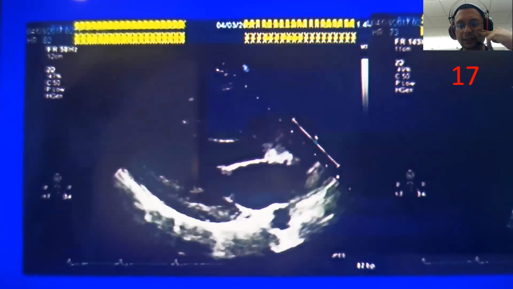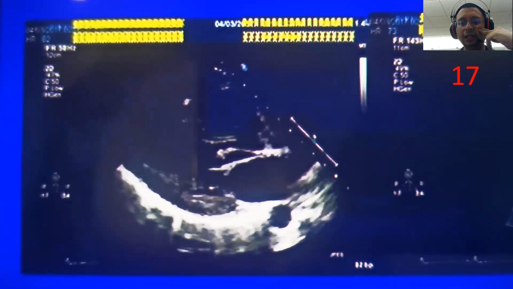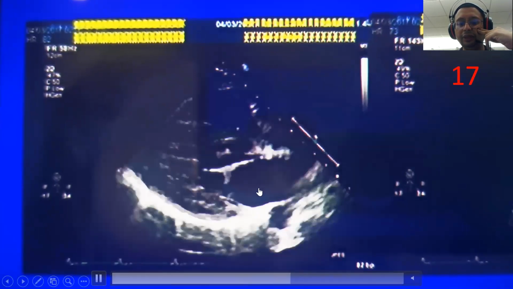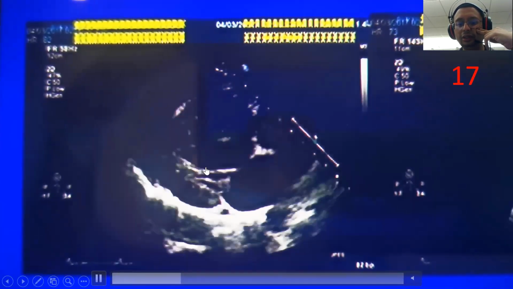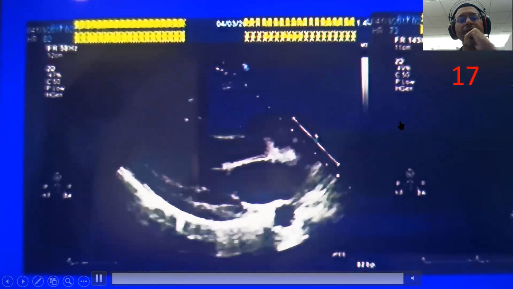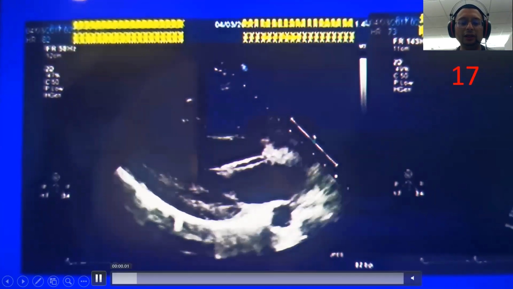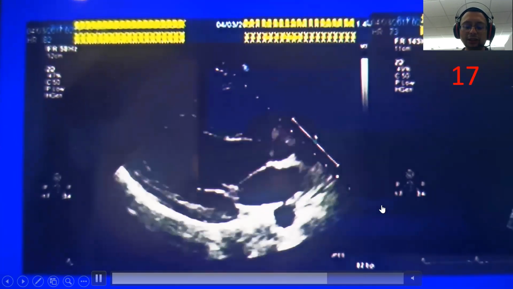All right. So this is the next case. So this is a parasternal long axis view. Okay, so that's the left atrium. That is the left ventricle. Okay, that is the descending aorta. So that's the parasternal long axis view there. Okay. All right. Let's see. Precious, can you see any abnormalities?